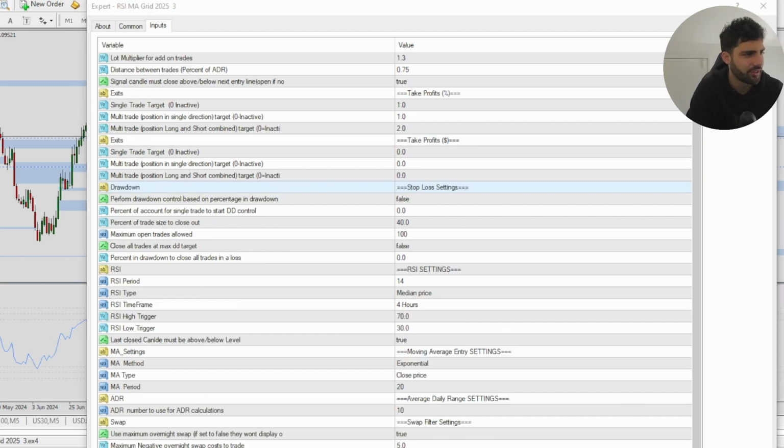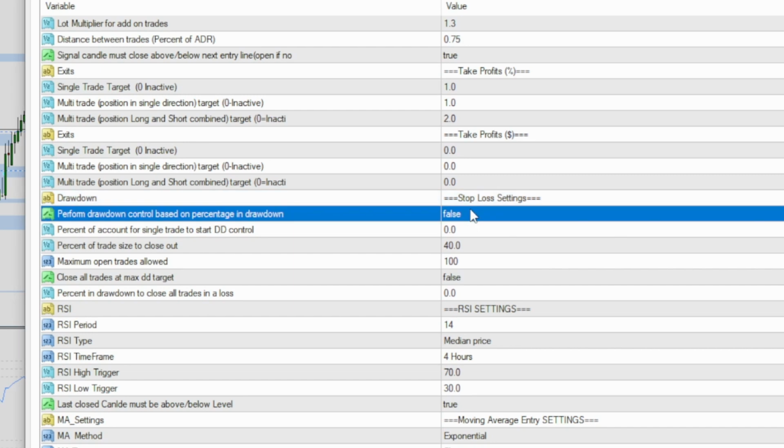Alright, stop loss settings. A lot of people are confused with how my stop loss works. It's not actually a stop loss, it's more drawdown control. So I'm not fully closing off positions in a loss. However, I'm averaging out of positions the same way that I average into positions. So obviously you can have false or true if you want to have it on or off.